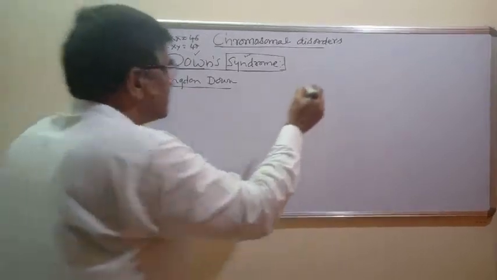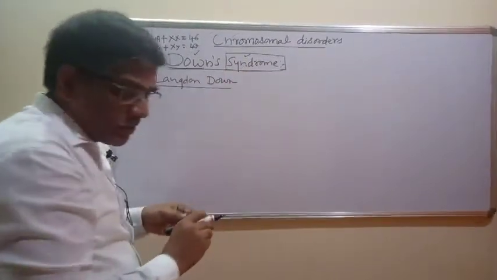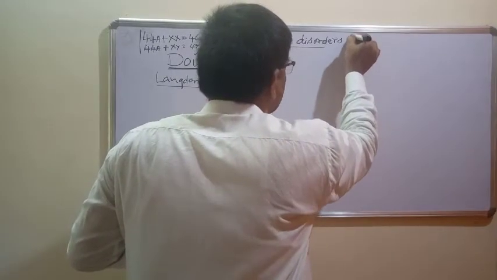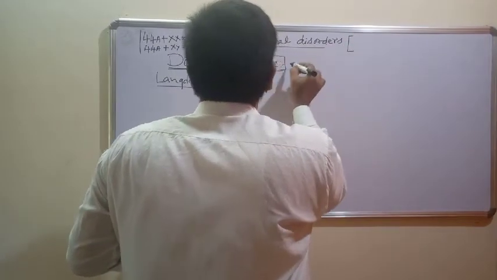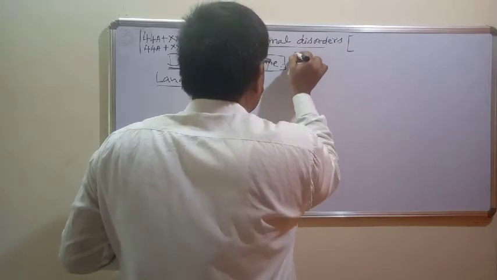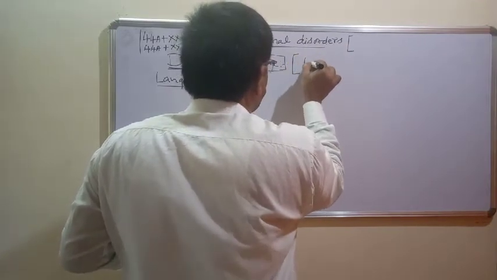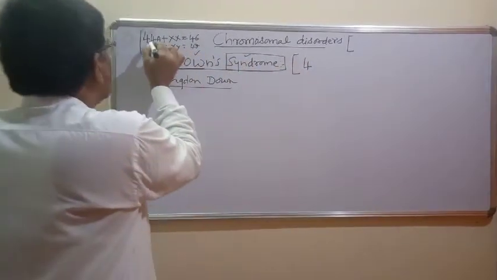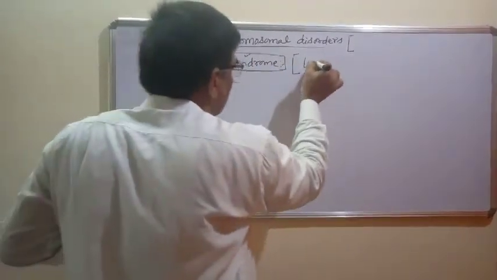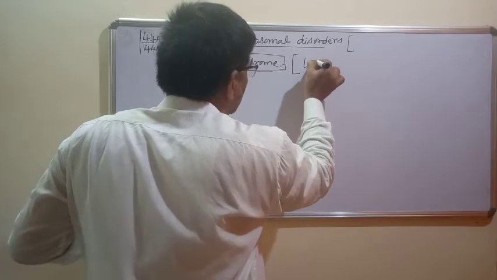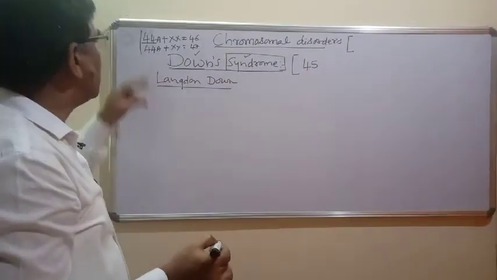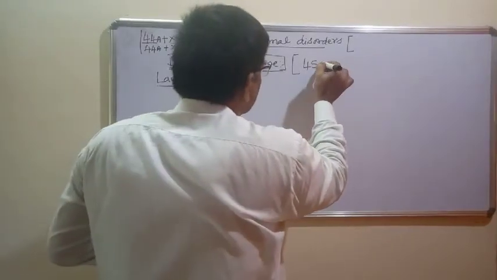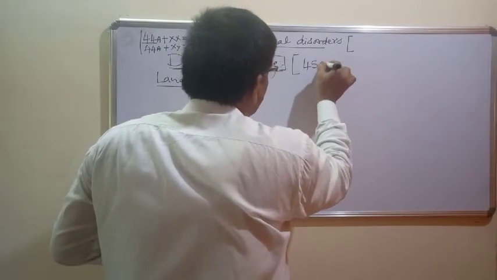For every disease you must know the karyotype. Here I am writing the karyotype before this disease. In Down syndrome, which affects only the autosomes, instead of 44, 45 chromosomes are present. Normally 44 must be present, but here 45 are present. What autosomes are 45?